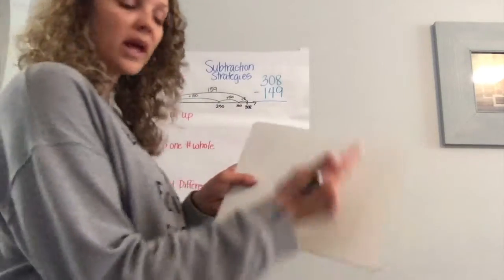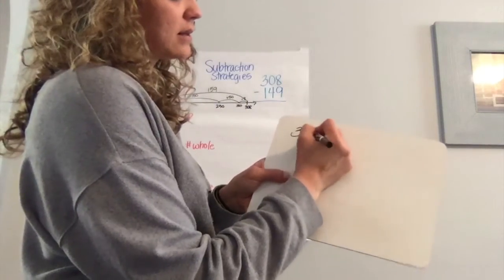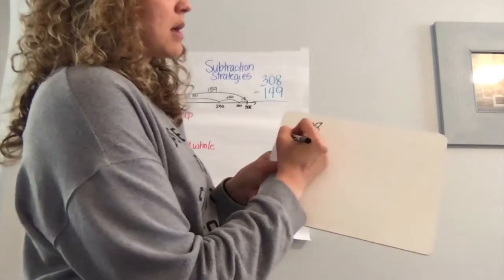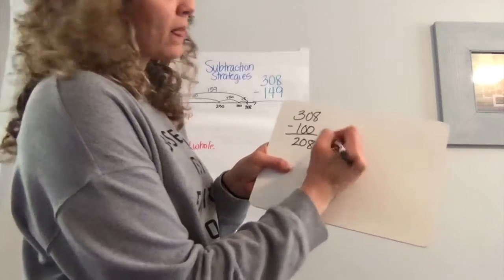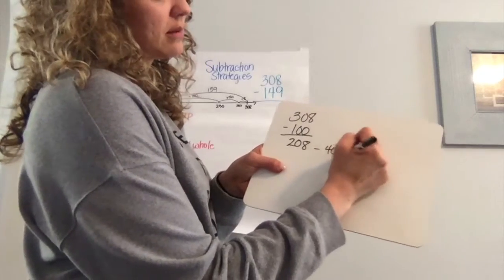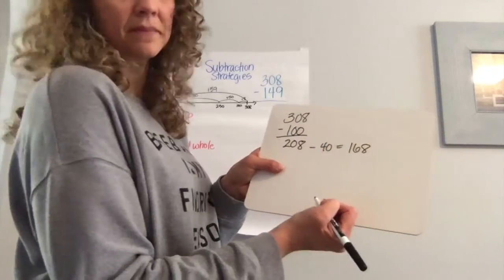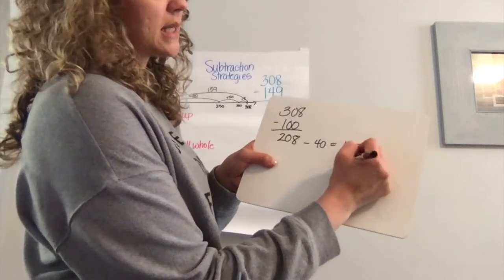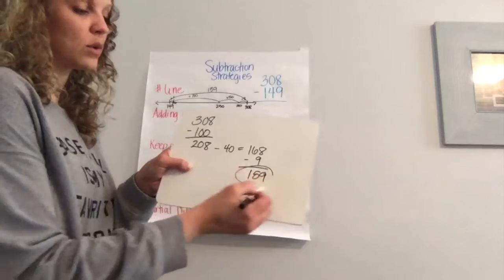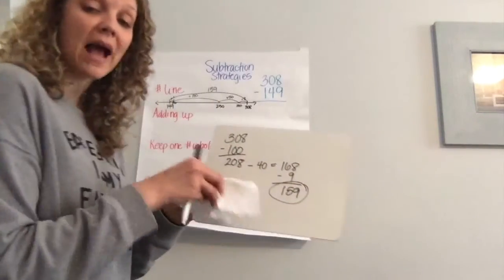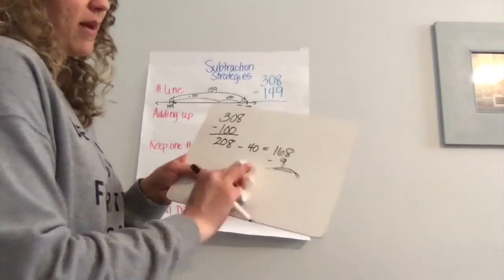Keeping one number whole, again, 308 can be done away from a number line. Minus 100 is 208. Minus 40, 168. And then minus 9 gives you 159. Okay, and that's where we're going to stop because we've kept one number whole and we've subtracted out the other numbers. So that was like a takeaway method.